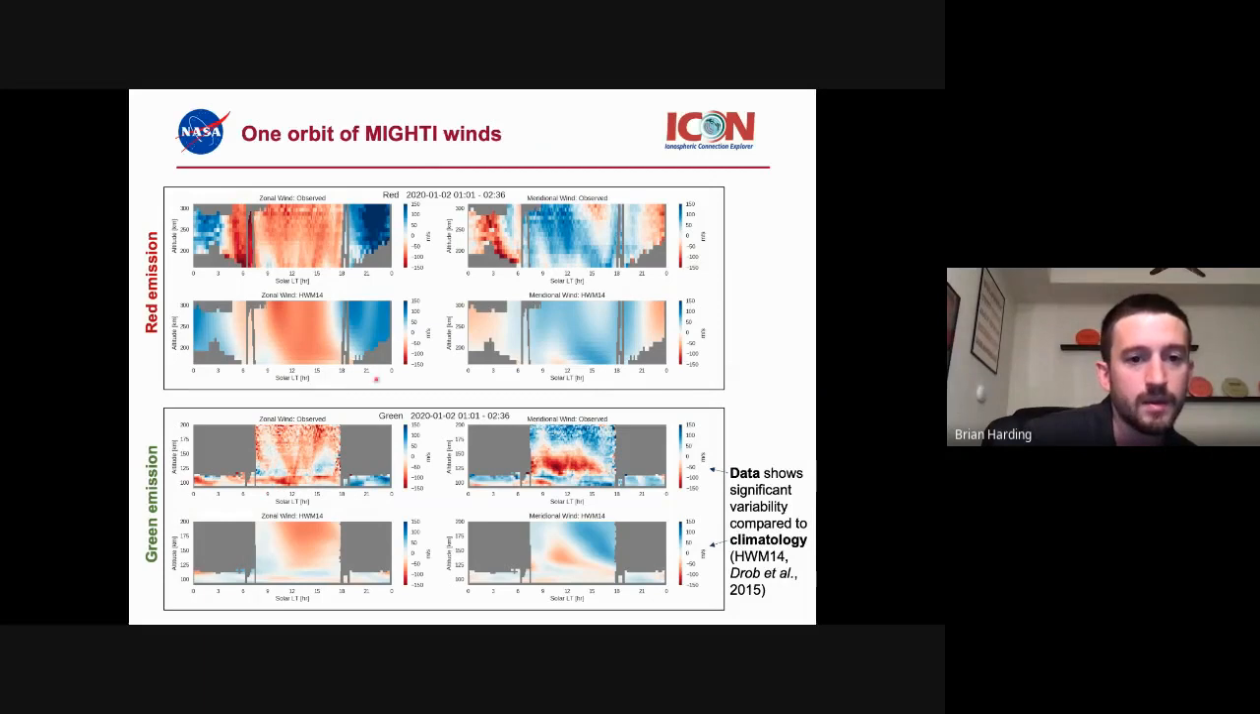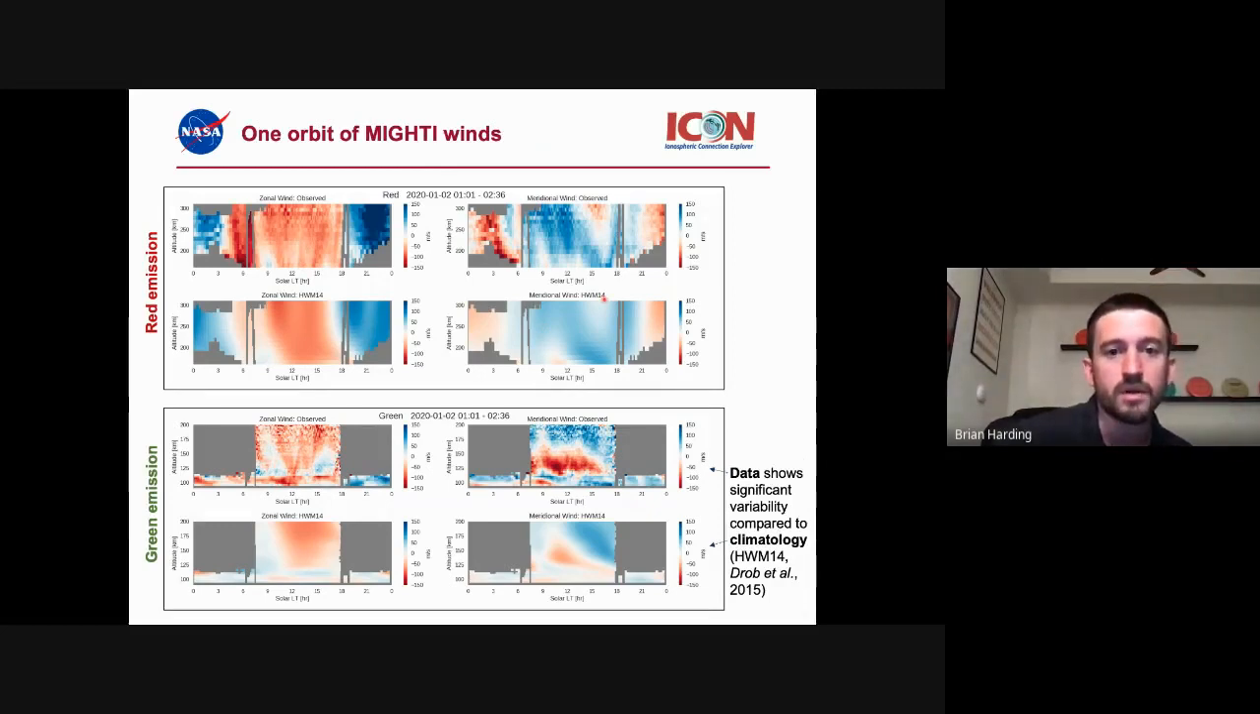And on the bottom here is not MSIS, but the Horizontal Wind Model 2014, which is another climatological picture. By and large, MIghty is observing the same large-scale features that are seen in the Horizontal Wind Model, which is based on decades of previous measurements. But again, there's a significant amount of variability, some of which are these disturbances that you can track that seem to be the same in the green line and up into the red line. So that's really exciting.